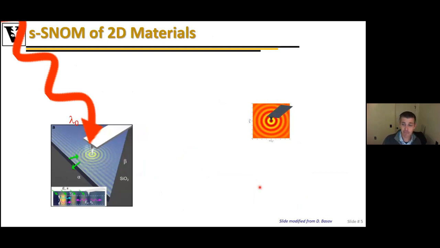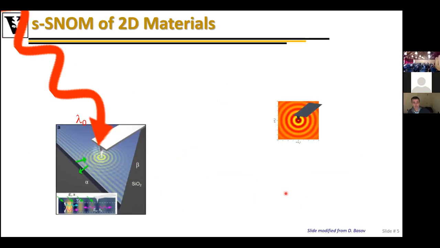I'm pretty sure most of the people in the audience are familiar with this, but just to make sure we're all on the same page. Within materials like this, you can launch the polariton by scattering light off of an atomic force microscope tip in the form of scattering-type scanning near-field optical microscope measurements. I borrowed this from Dmitry Basov with his permission, because I've tried to make this slide I don't know how many times, and I just can't do it better than this one.